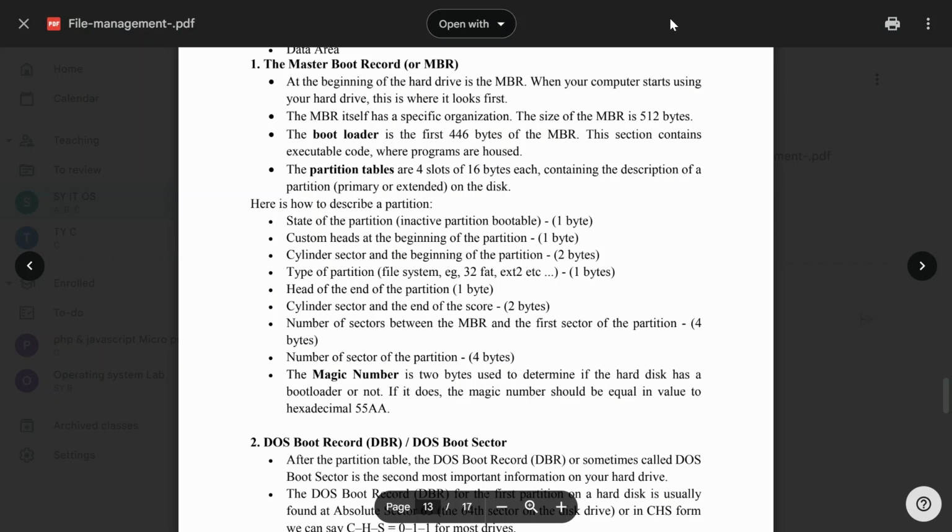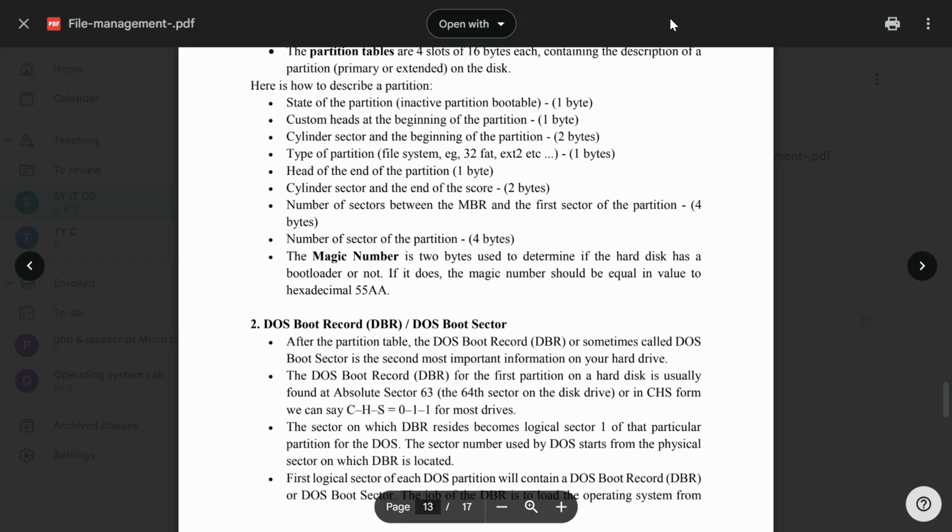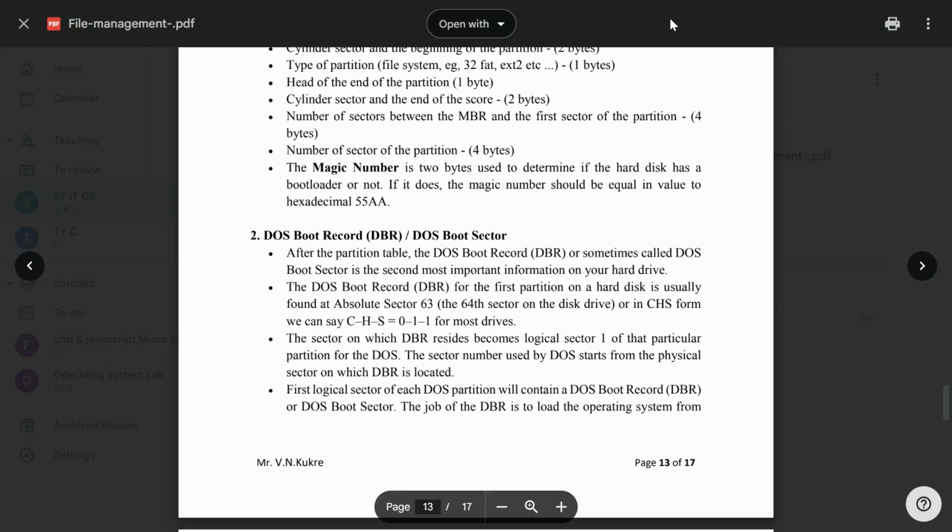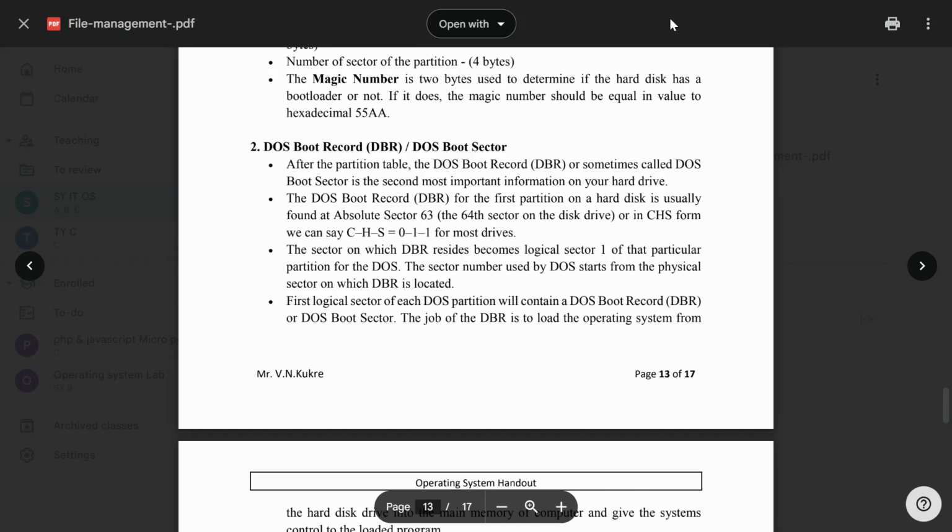The magic number is 2 bytes, used to determine if the hard disk has a bootloader or not. If it does, the magic number should be equal in value to hexadecimal 55AA.